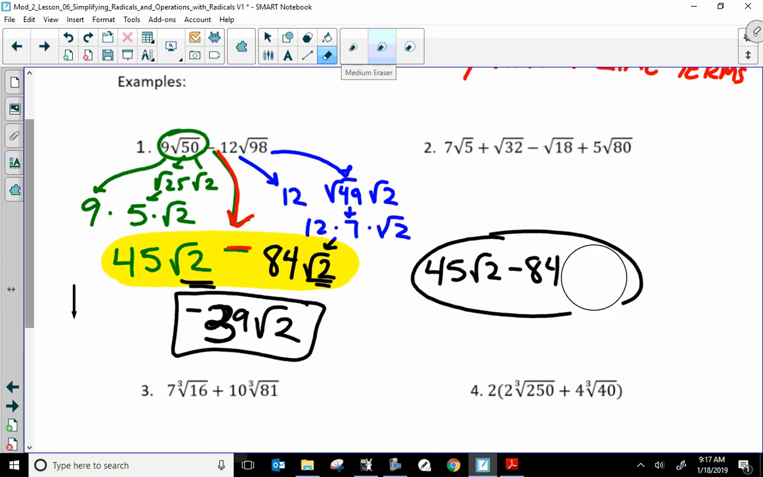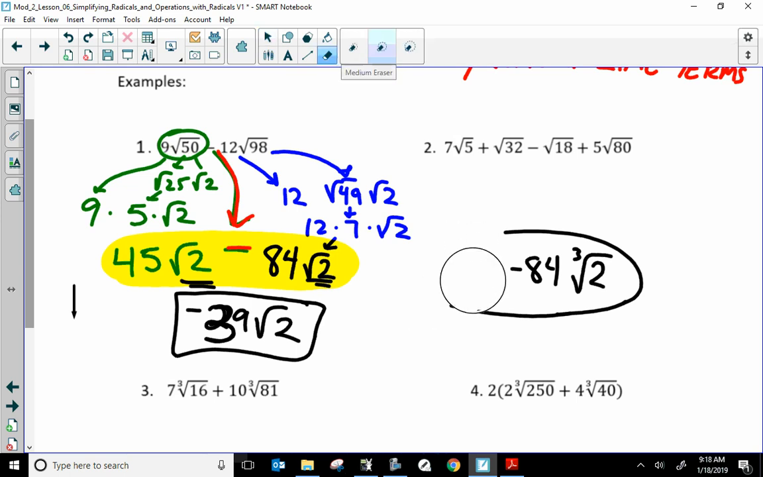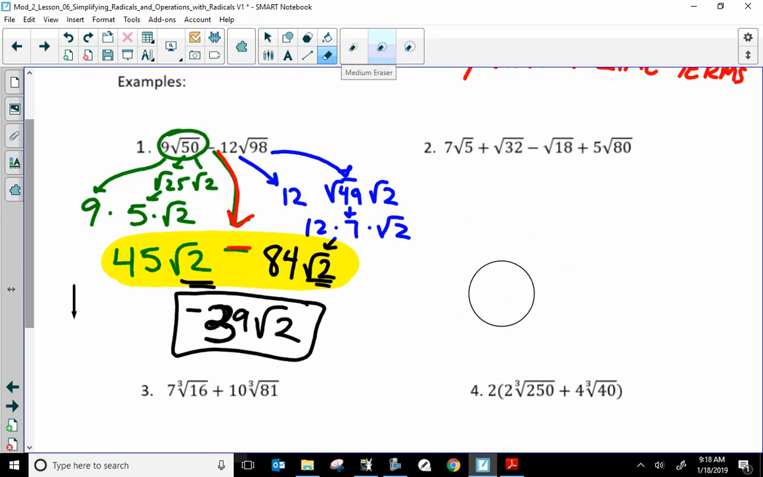If I would have had the cubed root of 2, they still don't match. Yes, there's a 2 under the radical sign for both, but one of these is a square root and one of those is a cubed root. They are different roots. They are not the same. I would have to leave it like that. The only way I could combine these would be if they were the same.